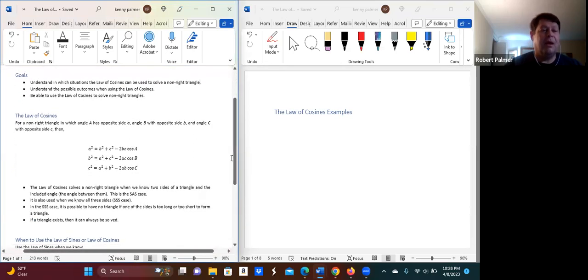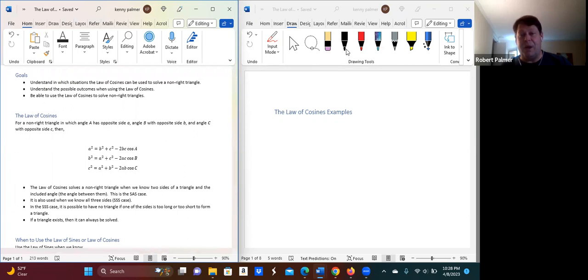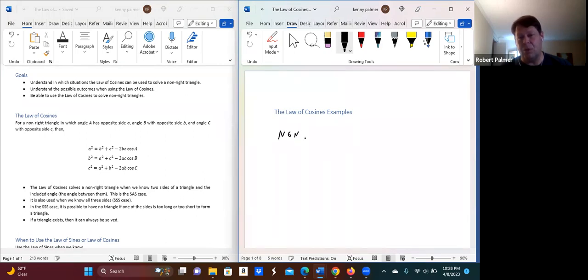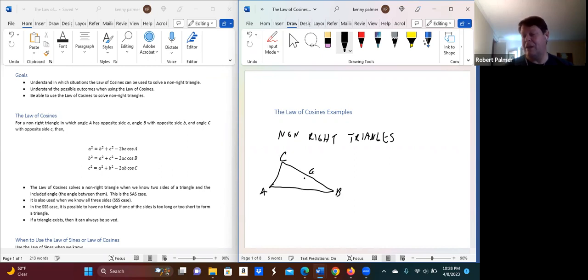So remember, a non-right triangle is simply a triangle that does not have a right angle. And so they basically have two basic shapes. You can have one, maybe like this, where all the angles are smaller than 90. So let's call these angles A, B, C, and then their opposite sides: side A is opposite angle A, side B is opposite angle B, and side C is opposite angle C.